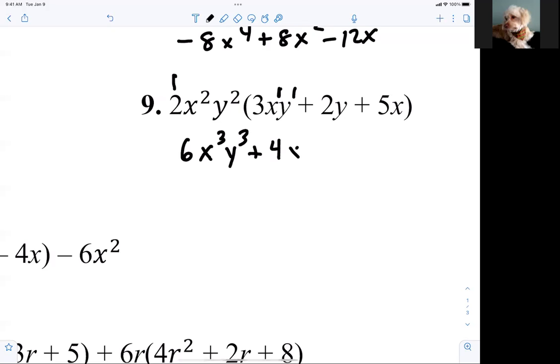4x. Now, there's no x's over here. So 4y to the... no, you got to put in this. 4x to the second. And then how many y's? Y to the third. Yes. And plus 10x to the third, and then y to the second. Now that's correct. All right.